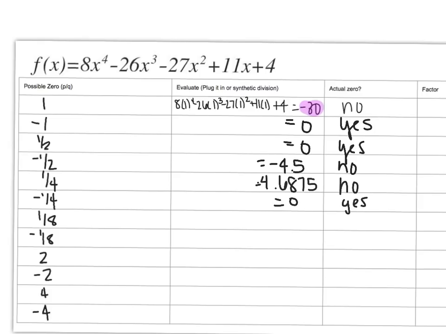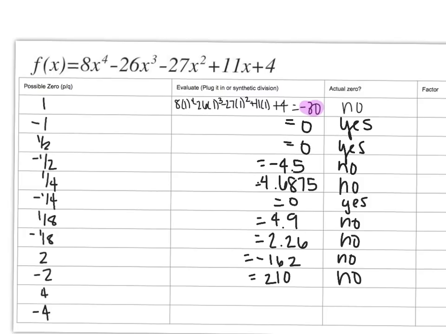And I get 4.9 something, so it's definitely not. Then I'm going to plug in -1/8, which gives me 2.26. So that's for sure not. Then I'm going to plug in 2. 2 gives me -162. So nope, that's not a 0. And I'm going to plug in -2, which gives me 210. So that's not a 0.